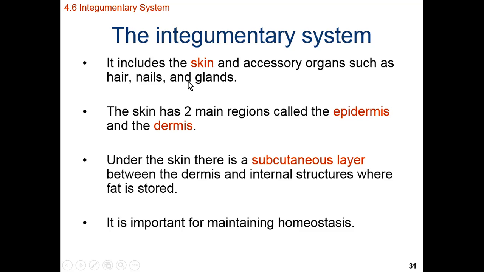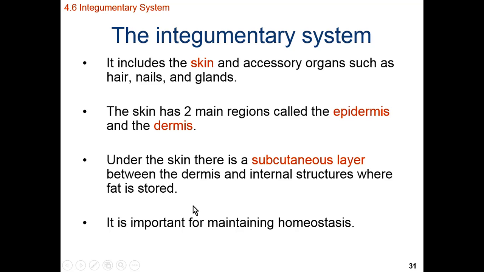But in addition to the skin, it also includes our hair, our fingernails, our toenails, and the glands of our skin. We can think of our sweat glands and our oil glands, aka the sudoriferous and sebaceous glands. And then there are some other sensory organs as well that are part of our integumentary system.